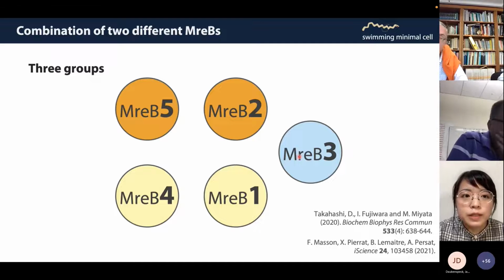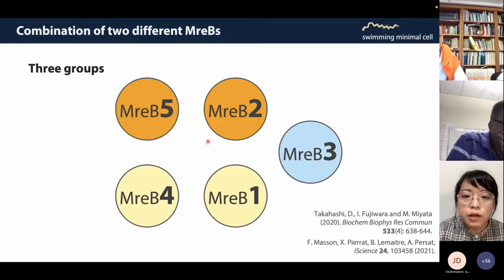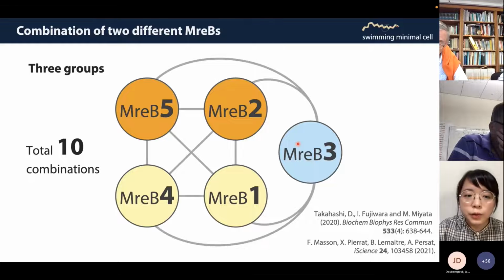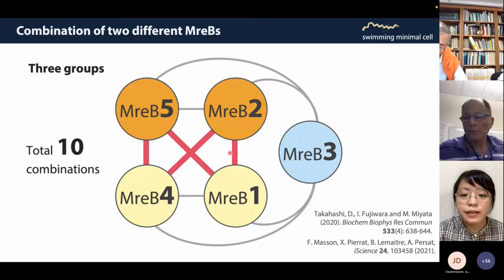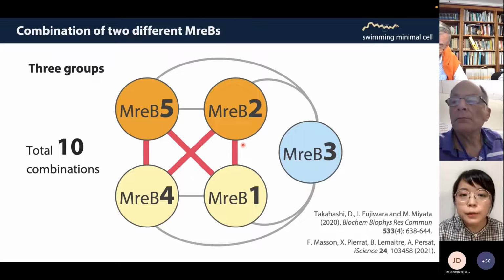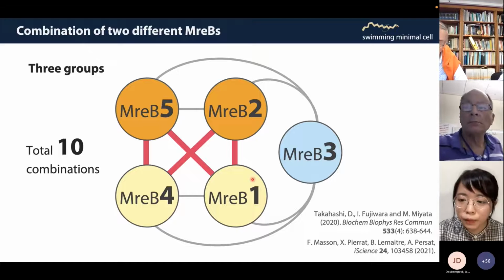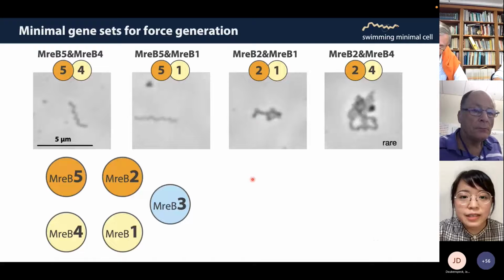That combination was a combination of two different MreBs, and the Spiroplasma MreBs can be classified into 3 groups: the orange group, the yellow group, and the blue group. So we tried 2 different MreB combinations, a total of 10 combinations. But at first, we focused on the orange and yellow groups because there are 2 MreBs in the same group. So we thought this orange and yellow group should be important for the swimming motility. And this is the result.